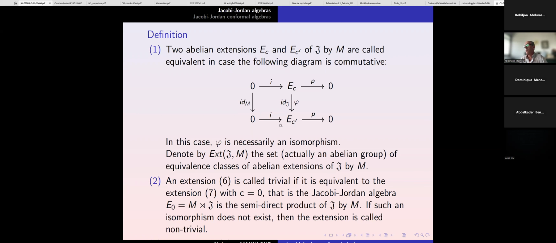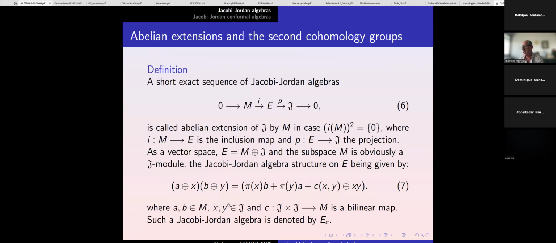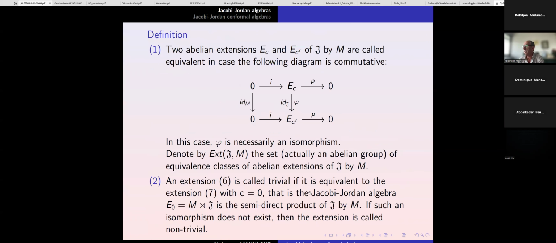Then an extension defined before by this extension is called trivial if it is equivalent to the extension 7, where C is 0. 7 is the formula I have here. Okay. Then, in fact, in this case, this E0 is a semi-direct product of G by M. If we don't have such an isomorphism, then we say that our extension is non-trivial.